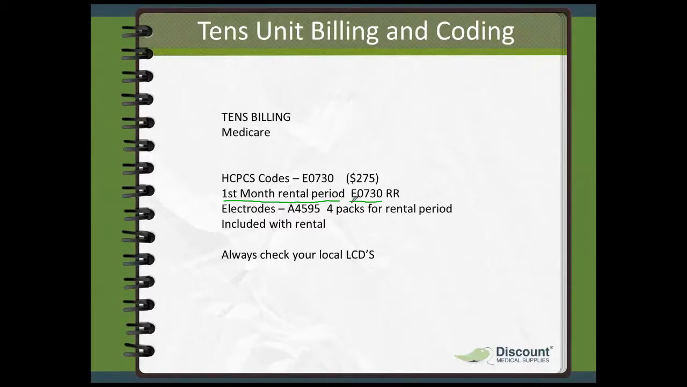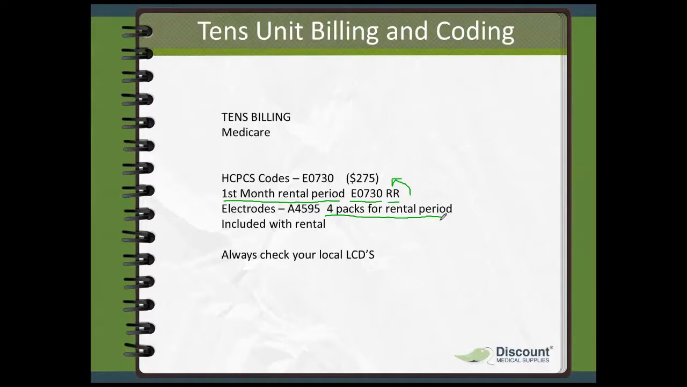So I recommend the code E0730, but now you're going to put an RR modifier to tell the insurance carrier that it's a rental. And I'd say the national average, anywhere up to $275 for that rental. Medicare typically pays between $30 and $40 for that rental period. Now, during that rental period, you cannot bill for electrodes, but we recommend giving them 4 packs for the rental period. Again, 1 pack equals about 1 week. So you're not going to bill for it, but you want to provide them, obviously, electrodes to use during that period of time. Now, month 2, you'll be able to start billing for the electrodes at $40 per month.